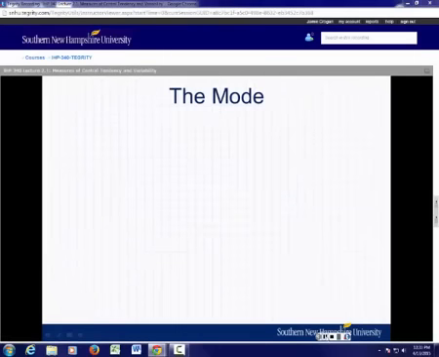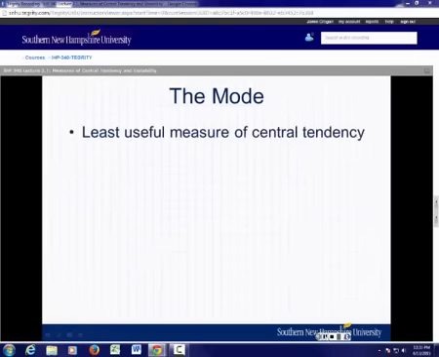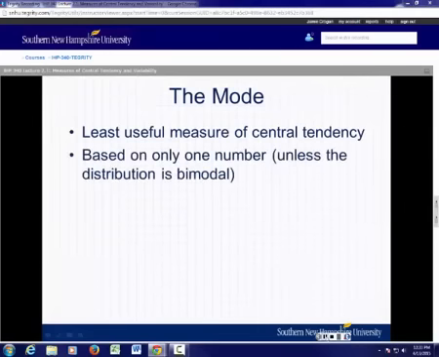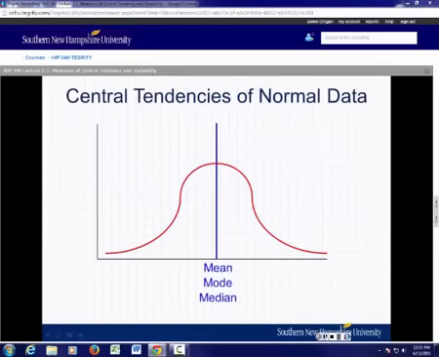The last measure of central tendency is called the mode. It is really the least useful measure of central tendency. The mode is the most frequently occurring score, and so it is based only on one number, unless of course you have two modes, which is a bimodal distribution. But it doesn't give you very much useful information, but it is simply the most frequently occurring score.